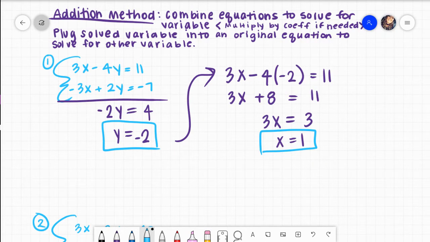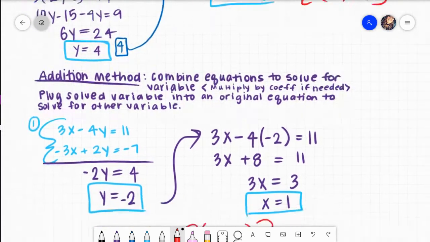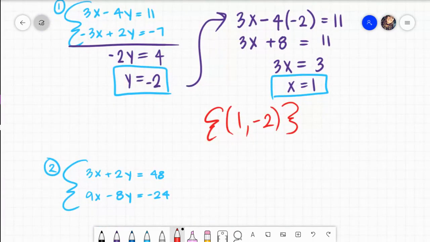Okay, so as far as giving the solution set as an answer, what you would do is, in our very loud red, my x is 1, comma, my y is negative 2, close brace. A little bit better. I didn't know if I squared that one off or not. So that would be your answer.